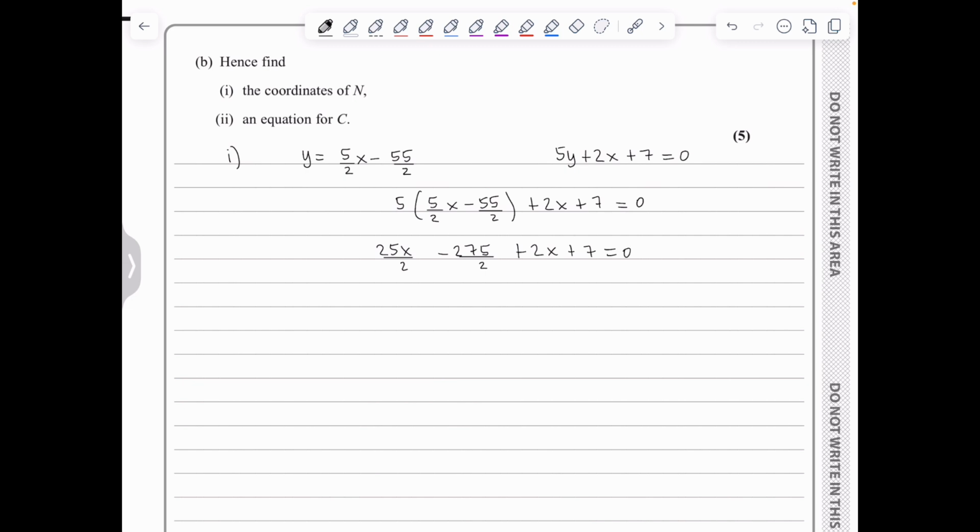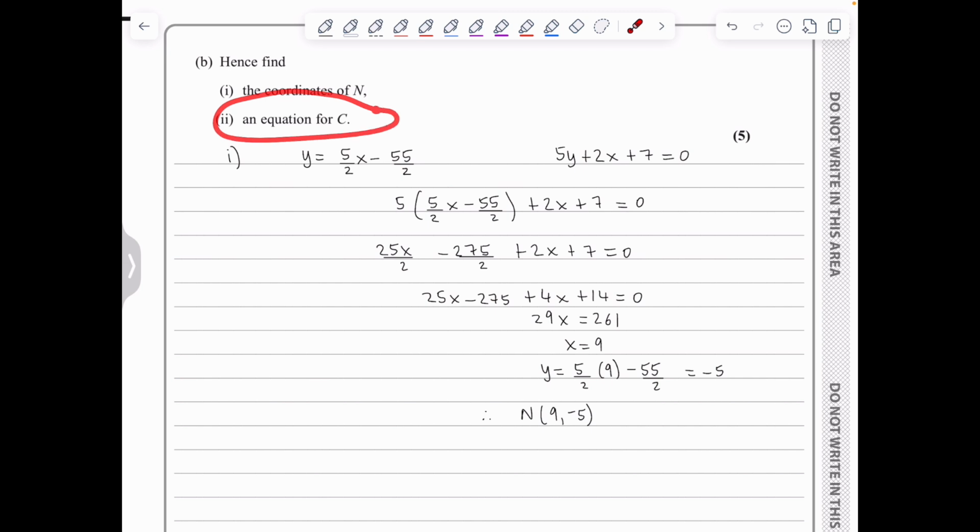I'll be multiplying throughout by 2 to get rid of the denominators, get rid of the fractions. So we've got 25x minus 275 plus 4x plus 14 is equal to 0. And therefore we have 29x is equal to 261, which means that x is equal to 9. I will proceed in finding y. So y is 5 over 2 times 9 minus 55 over 2. This gives an answer of negative 5, and therefore we conclude that the point then has coordinates 9, negative 5.